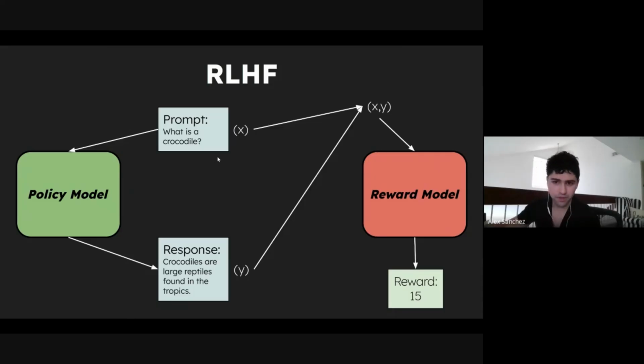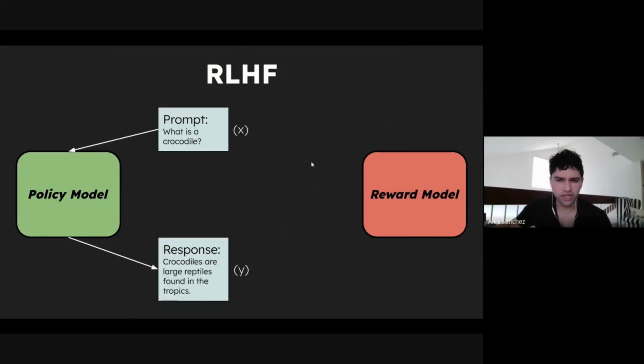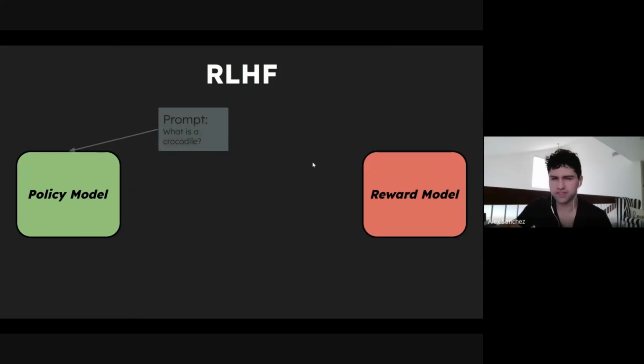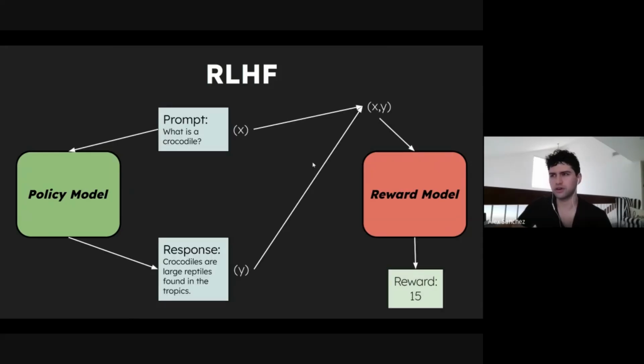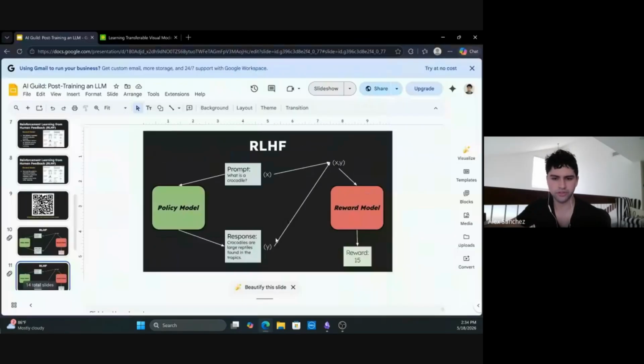But let's talk about the actual intricacy of this. I believe this whole RLHF process is very intuitive and very simple to understand and build an idea of. But we have to pinpoint a couple of things. And to do that, I'm going to stop sharing my screen here.